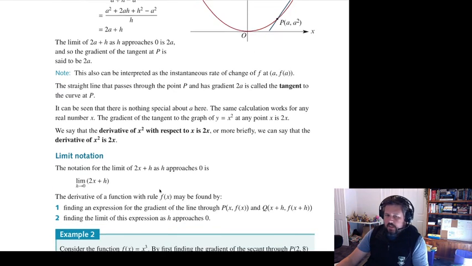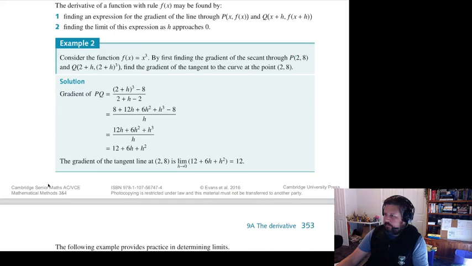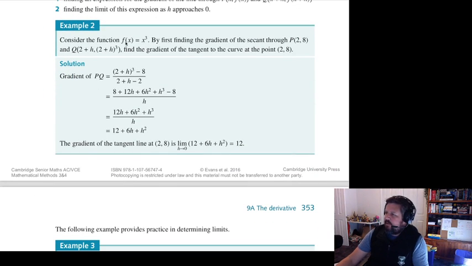Now, in order to make that h value as small as 0, or basically 0, we're going to use limit notation. So again, the notation for the limit of 2x plus h, as h approaches 0, gets really close to 0, or gets to 0, is written as follows. So limit as h approaches 0 of 2x plus h. That's how we write it. It says the derivative of a function with the rule f of x may be found using each of these things as discussed. Let's have a look at it in a worked example. It says here, consider the function. We've got f of x equals x cubed.